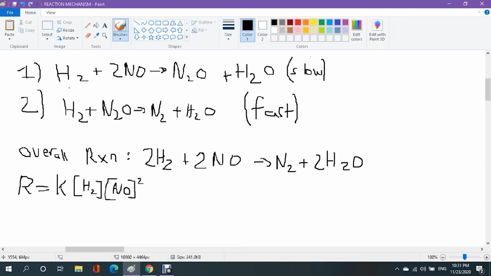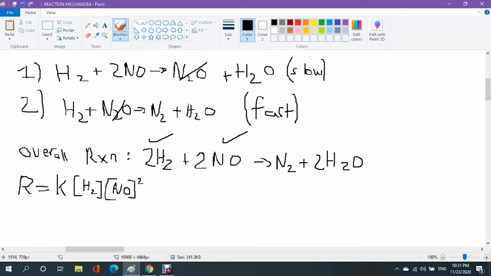So let's add it. H2 plus H2 will give us 2H2, and there's nothing on the left side for H2 to cancel out with. So in the overall reaction, it's supposed to be 2H2, and it is. And 2NO, there's nothing for it to cancel out with on the right side, and there's nothing for it to add with on the left side. So it's supposed to stay 2NO. So that's also correct. Now for N2O, we can cancel out with the N2O on the right side, and it's an intermediate, so we're not supposed to find it in the overall reaction, and we don't. So till now, the requirement is satisfied.